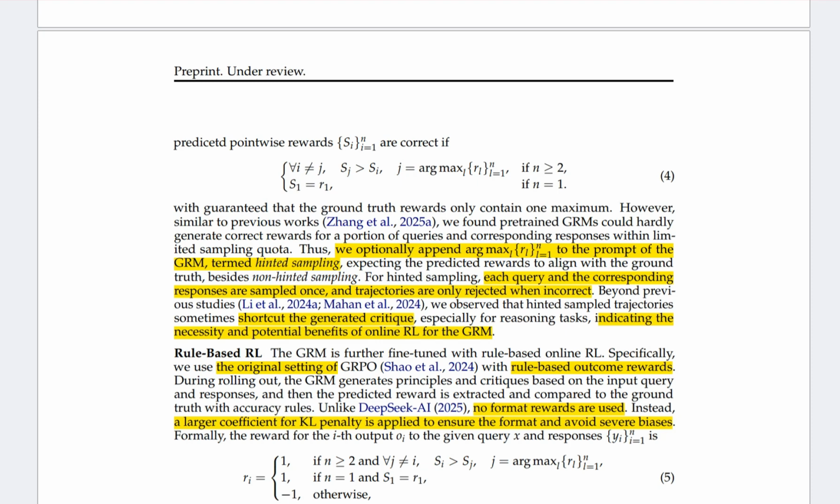Hinted sampling means you tell the reward model which answer is the best and then let it generate principles to explain why that one is the best. This way, you can sample good principles. They found a problem though. Sometimes during this process, the model takes shortcuts with the generated critics. That means it doesn't provide reliable principles to arrive at the correct answer. It just jumps to the answer or gives unreasonable principles. So, this method isn't perfect either.